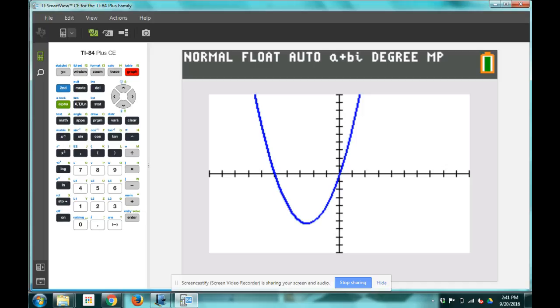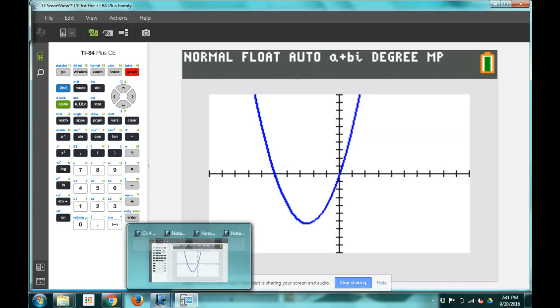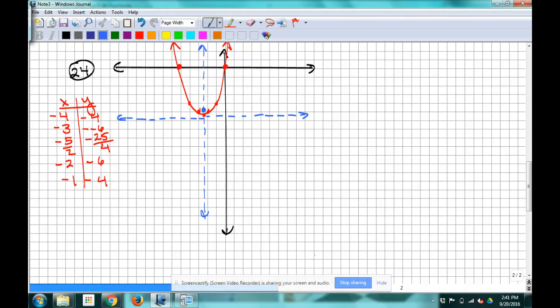All right, so that's what the graph looks like on the calculator. That's what it looks like on my paper with the axis of symmetry and the directrix and all on that. Okay. All right. Let's do 26, and then it'll be time to go home.